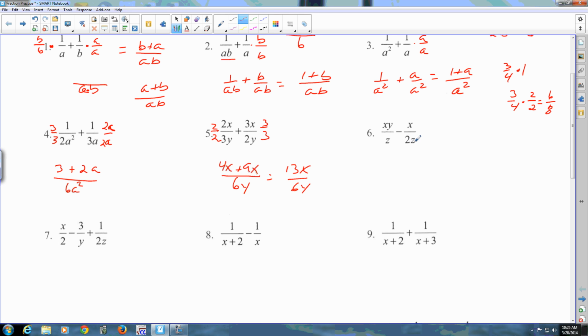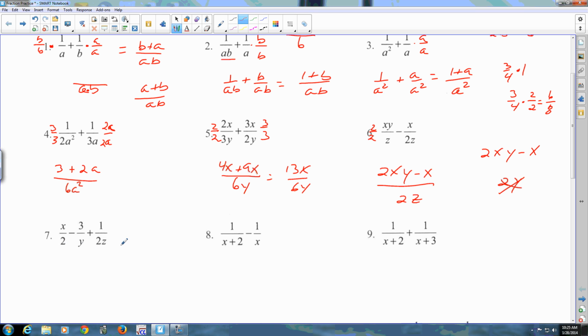Your LCD is going to be 2z, so this one needs a 2 over 2. So you have 2xy minus x over 2z. And you guys should know, even if this wasn't a fraction, you can't bring this together. You're done. These aren't like terms. I can't. 2y isn't the answer. No, it is what it is. I can't do anything to it. No, you cannot cancel out the 2's. It's not legal. It doesn't work.